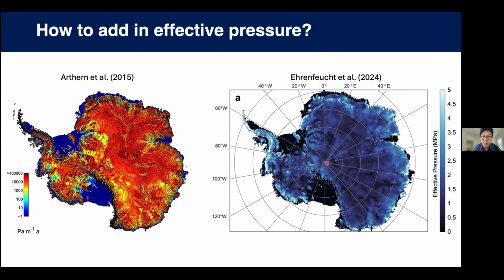basal friction results. Namely, the ice streams that I pointed out earlier and Thwaites over here are all regions with much lower effective pressure. This kind of implies how, when one inverts for these basal friction parameters, they're indirectly including the effect of water.